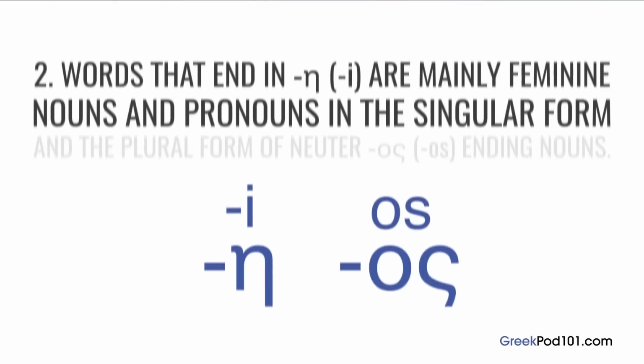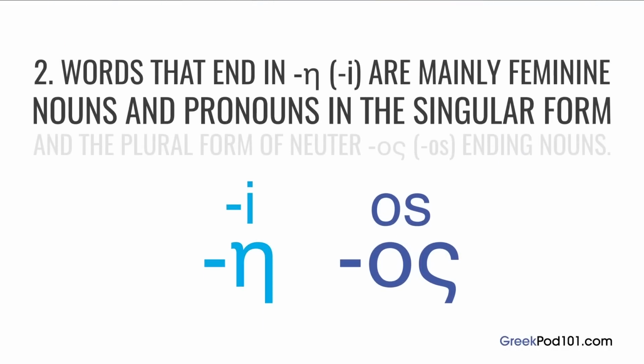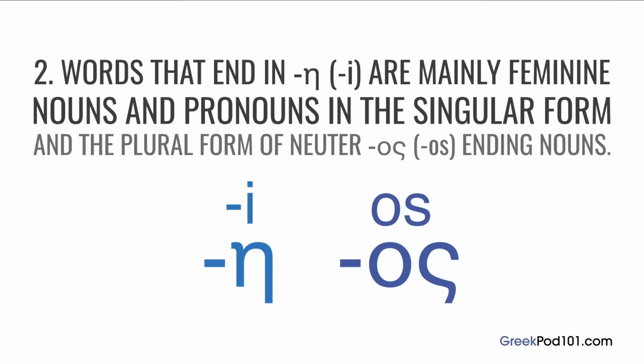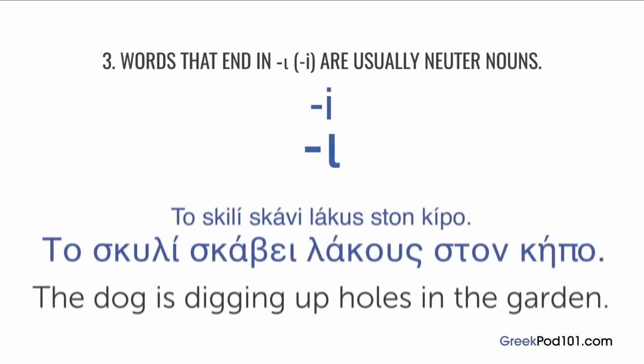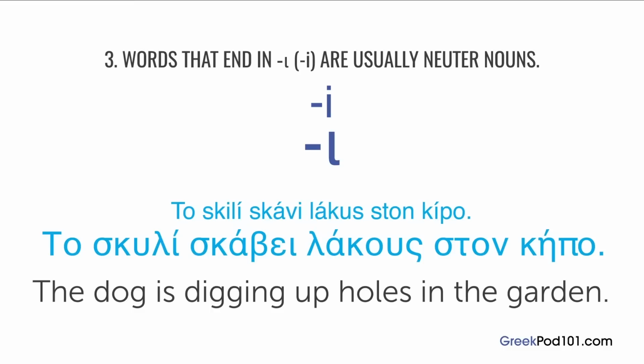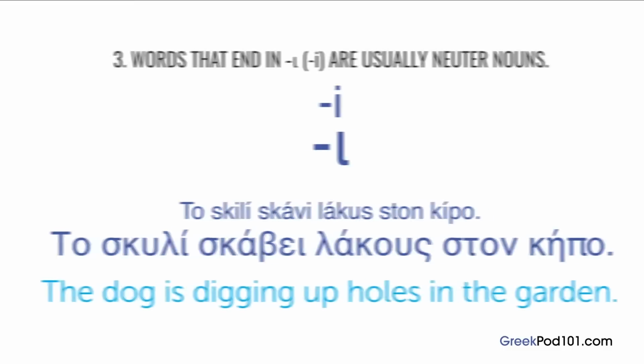Number 2. Words that end in ita are mainly feminine nouns and pronouns in the singular form and the plural form of neuter os-ending nouns. Number 3. Words that end in iota are usually neuter nouns. For example, το σκυλί σκάβει λάκκους στον κήπο means the dog is digging up holes in the garden.